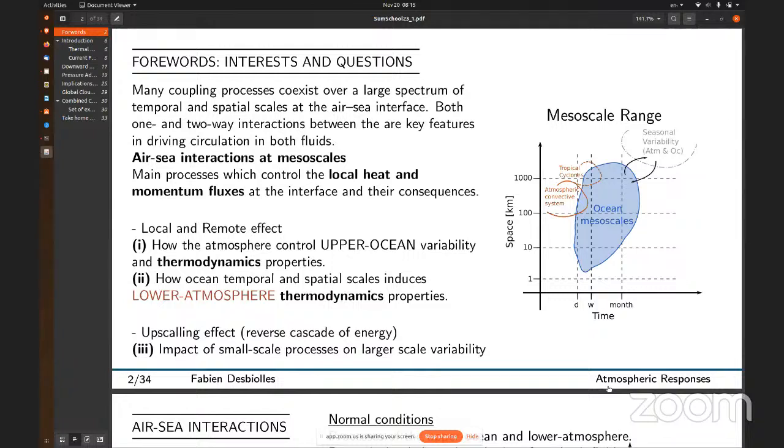I'm going to focus on how the atmosphere reacts to the ocean, and I'm also going to talk a bit about upscaling effect. So what is the effect to take into account of the ocean in atmospheric modeling? When I say upscaling, it's for example like a seasonal variability. So it's not exactly the scale where the process happened, but it's more an effect on larger scale.